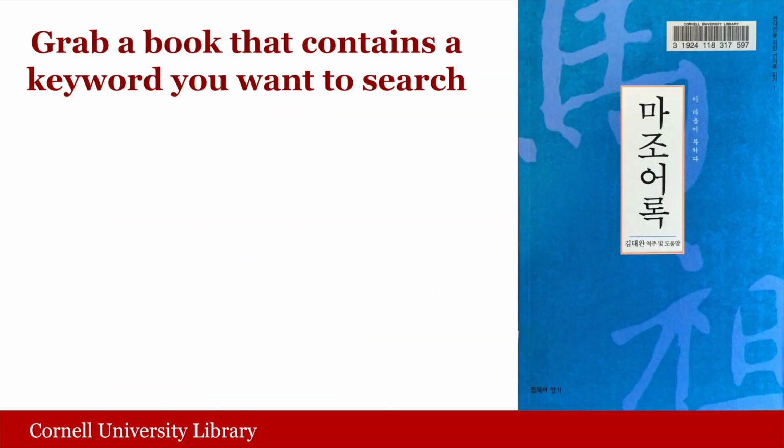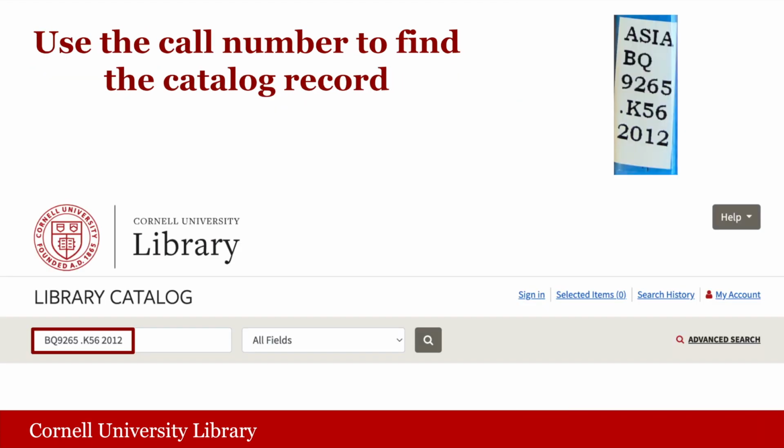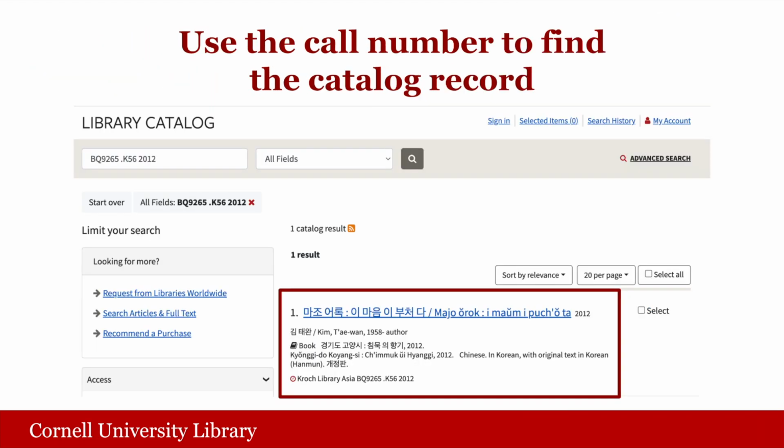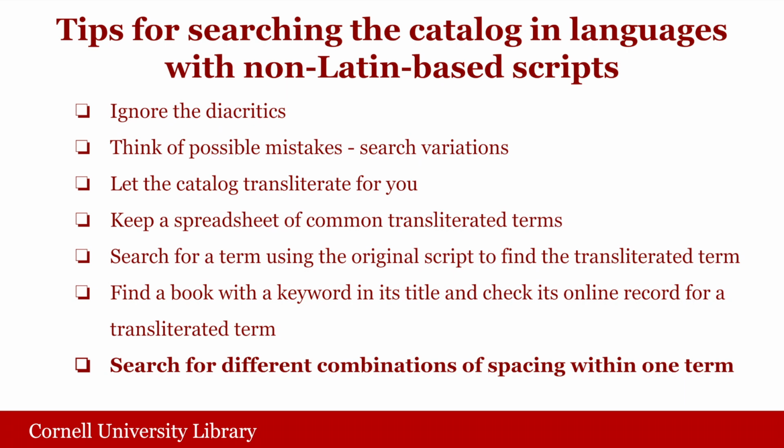Grab a book off of the library shelf that you know contains a keyword in the title that you would like to search for in the catalog. Then use the call number search to find the catalog record for that book, so you can copy the transliterated term for future use. Many language scripts do not include spaces between words, which can make it difficult at times to judge where to add a space in the transliteration.